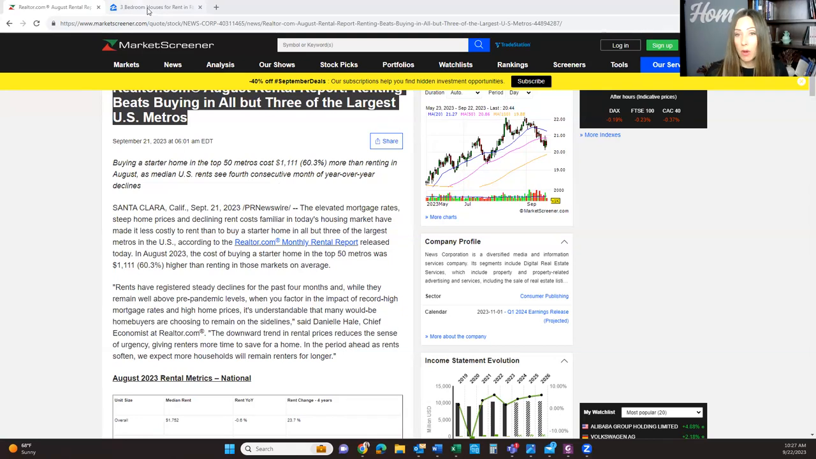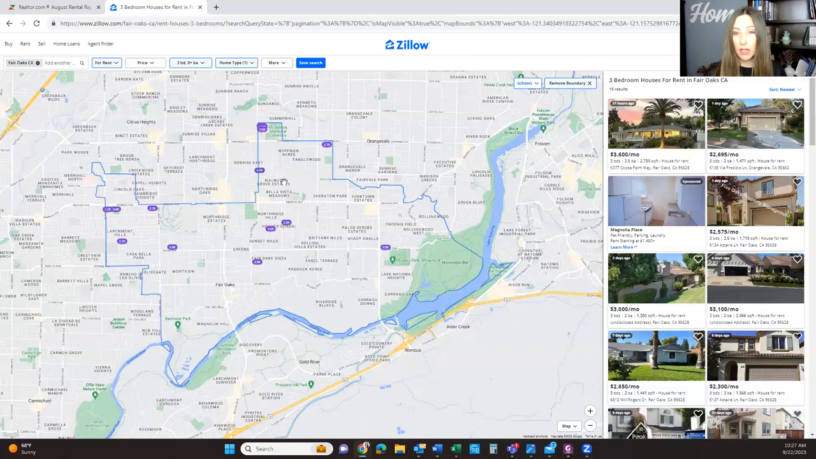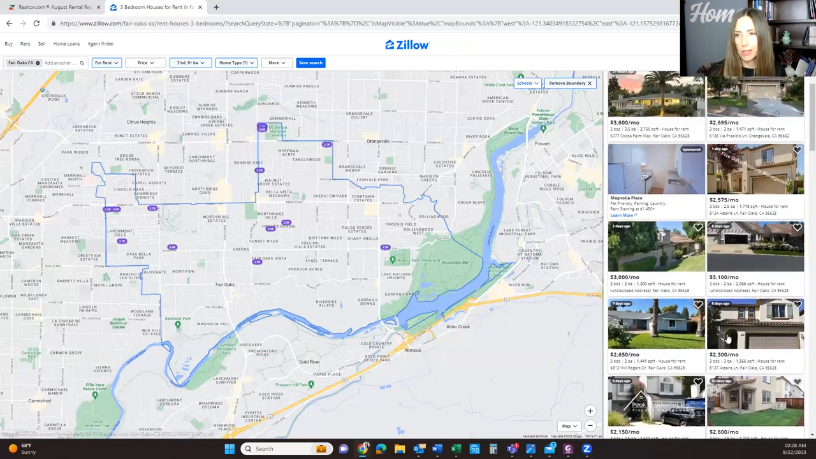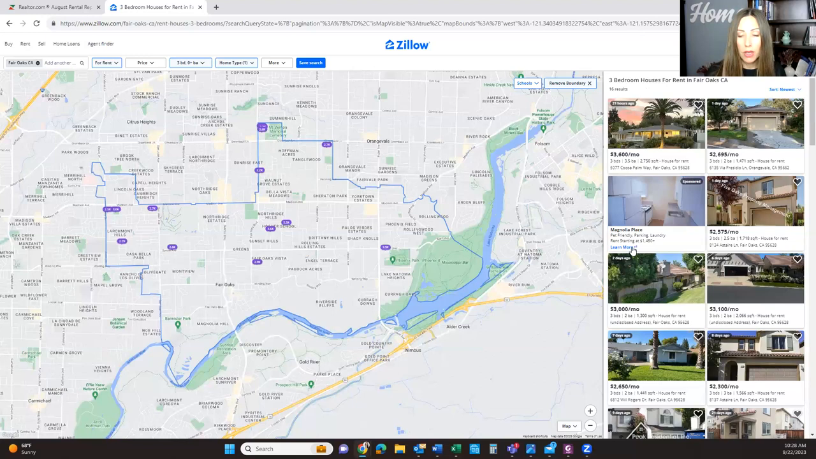I'm always transparent. I want you to see the data and see the real numbers so that you could see what that looks like. So we're going to walk through some information here. One thing that I pulled is specific to this area. I want you to see that I'm gathering the actual data. This is the area we're going to be exploring, Fair Oaks, which is where I live. If you were to rent a 3-bedroom home, what that would look like. You can see it ranges from $2,600 to $3,600 a month for rent.